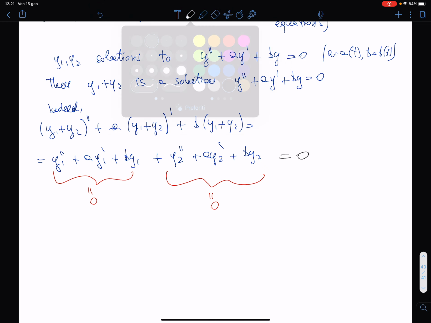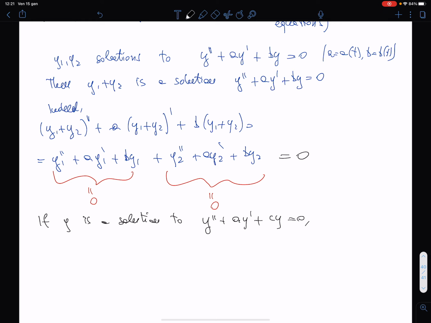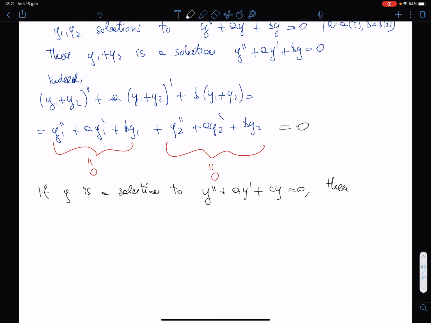And analogously, if y is a solution to the same equation, y second plus a y prime plus c y equal to 0, then k y, for every real k, is a solution too. I leave it as a homework.